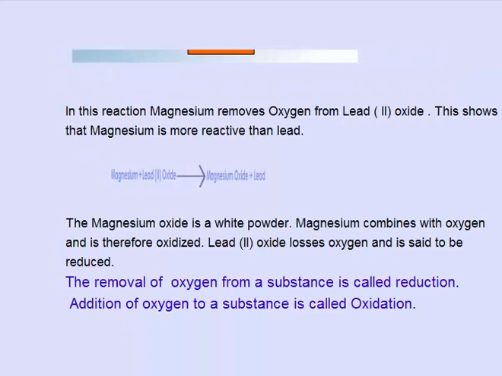In this reaction, magnesium removes oxygen from lead 2 oxide. This shows that magnesium is more reactive than lead. The magnesium oxide is a white powder. Magnesium combines with oxygen and is therefore oxidized. Lead 2 oxide loses oxygen and is said to be reduced. The removal of oxygen from a substance is called reduction. Addition of oxygen to a substance is called oxidation.